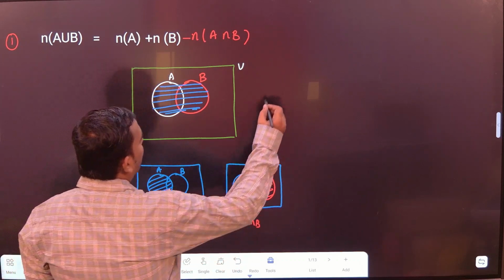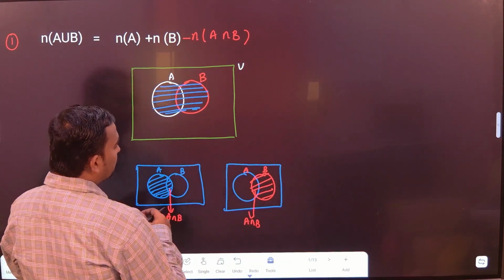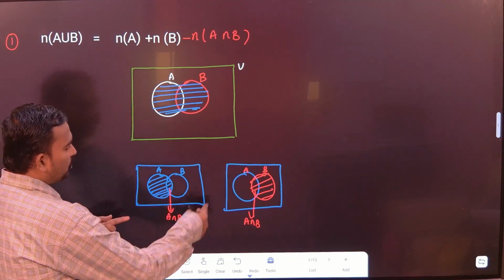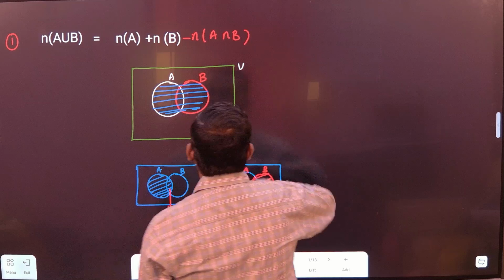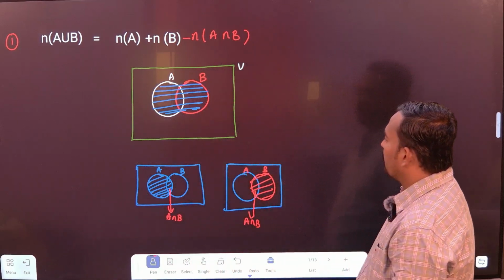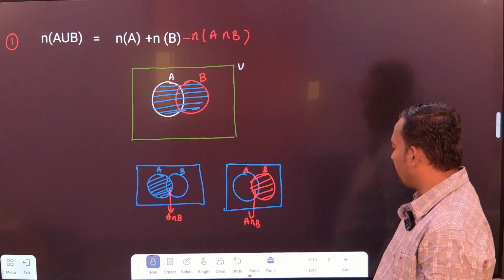So therefore, you can see one time you had to subtract it. You're adding two times, so you have to subtract one time. This is the formula, right? Okay. Clear, all of you? Fine.